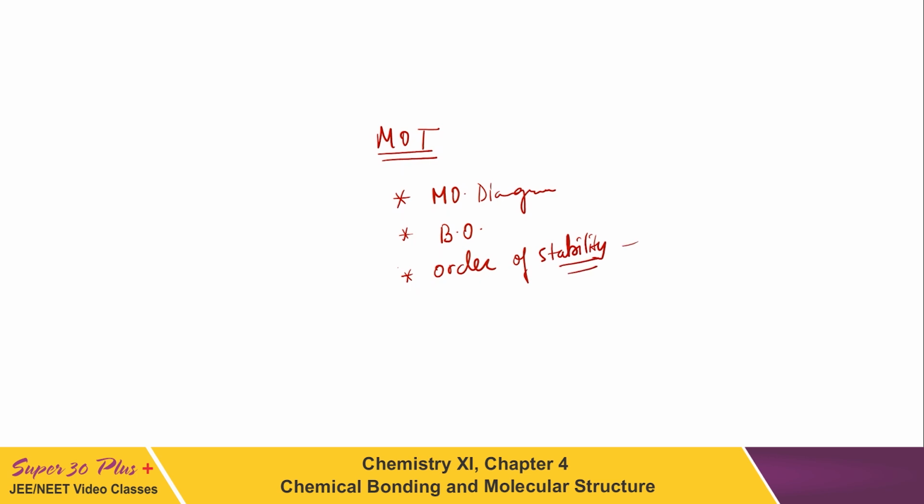This was about the molecular orbital theory and its features, and about the sigma and pi bonded BMO and ABMO. Now in the coming classes we shall tell you how to form the molecular orbital diagrams, how to find out the bond order, and also the order of stability. This we shall see in the coming lectures.